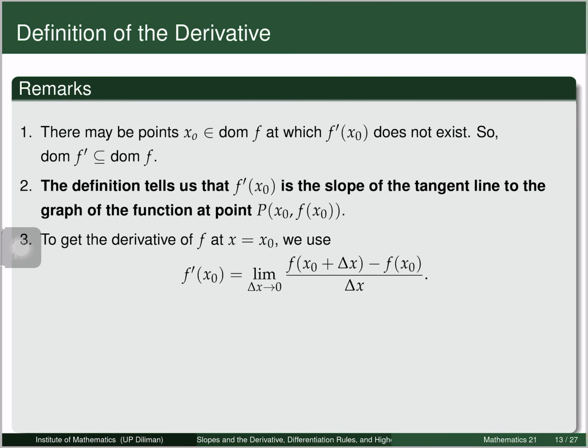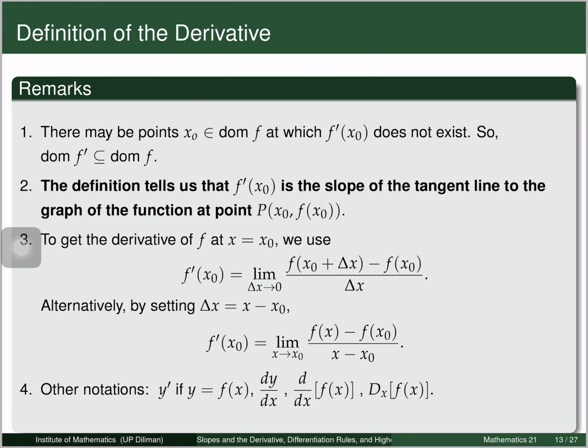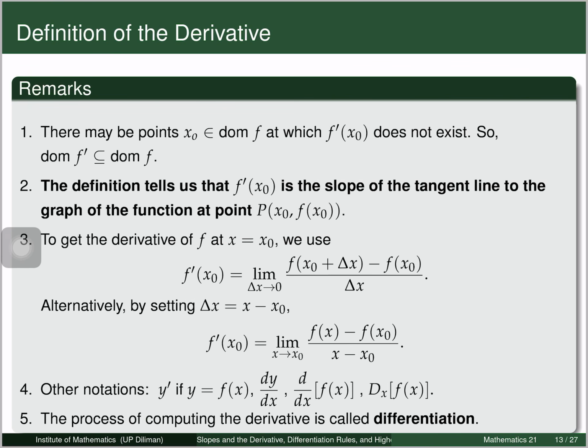To get the derivative of f at x equal to x naught, we can either use this formula or this one. Other notations that we use for the derivative: let's say our function is written as y equal to f of x. The notation for the derivative is y prime. You can also use dy over dx, d of f of x over dx, and then this notation. The process of computing the derivative is what we call differentiation.